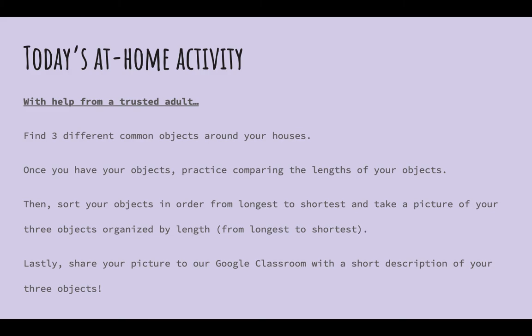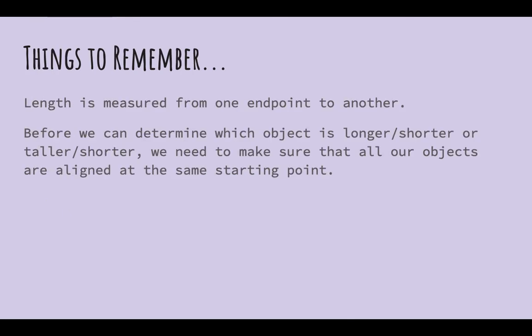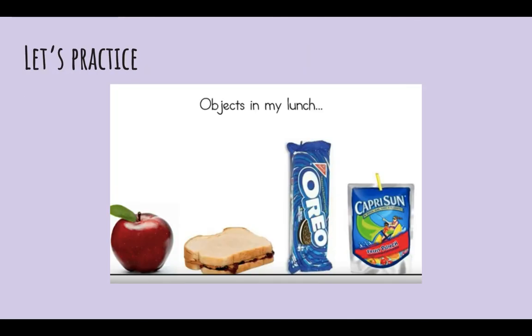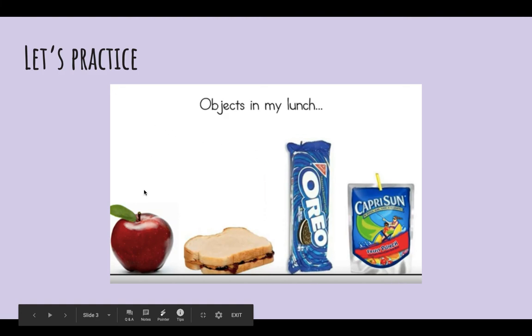Then I want you to sort your 3 objects in order from longest to shortest. Once you do that, I want you to take a picture of your objects in their organized fashion, again from longest to shortest. So in our previous example, if I wanted to organize these in order from longest to shortest, I would do Oreo, Capri Sun, apple, sandwich. Poor sandwich.